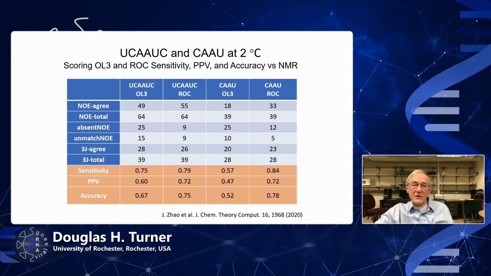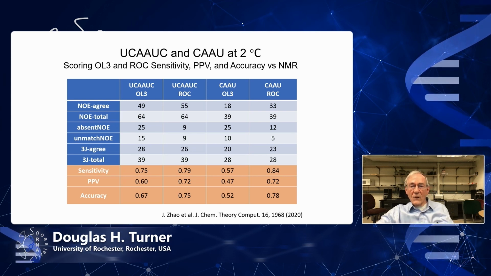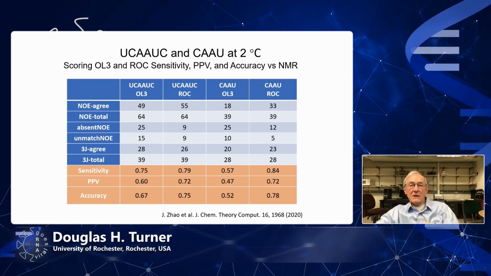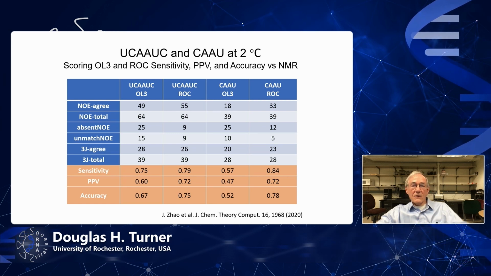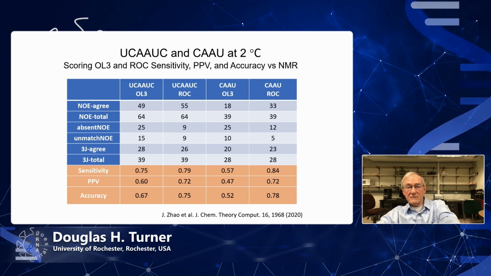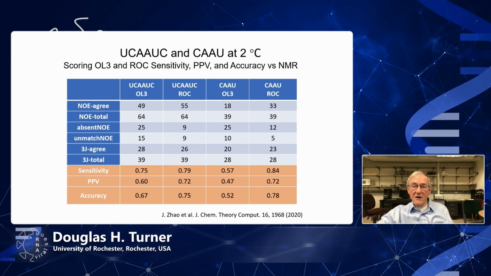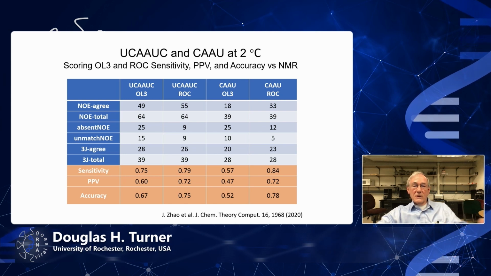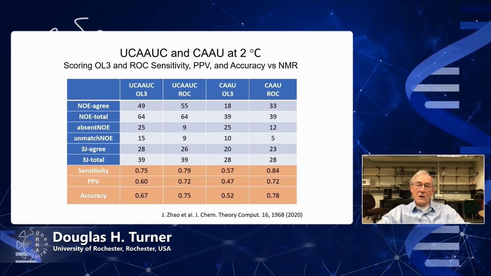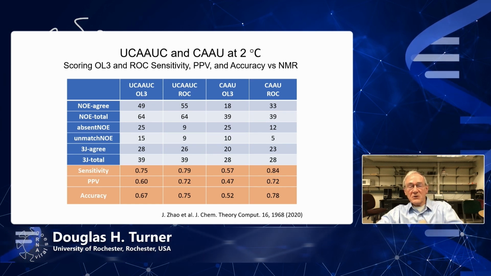For the other hexamer that we've done and now published, cited at the bottom, it comes out the opposite way. If you just look at the left two columns, OL3 predicted the NMR spectra roughly 67%, and ROC predicted the NMR spectra roughly 75%. So each force field has things that are right and things that are wrong. And the question is, how can those force fields be improved?